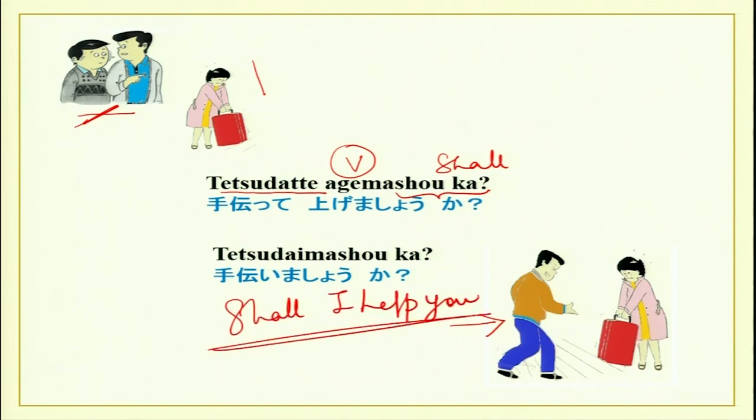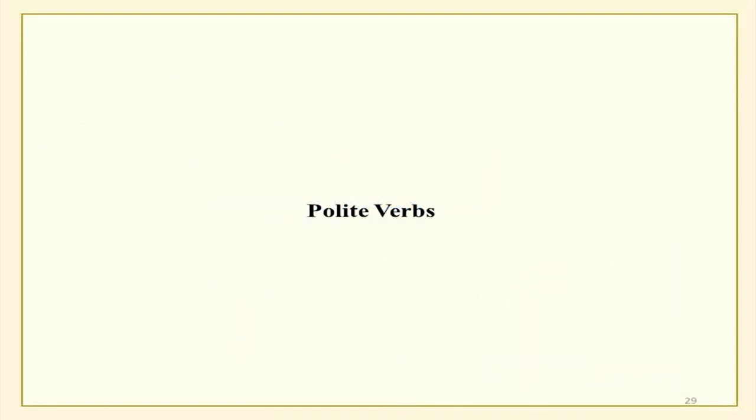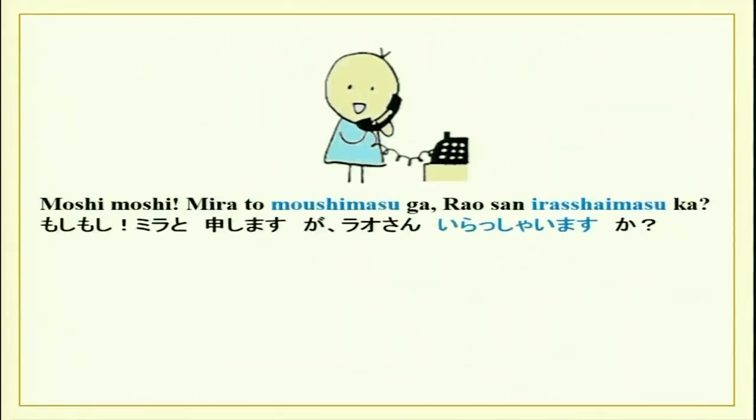Why I've put it over here is this is very common. And generally, if someone is having problem with luggage or with bags, maybe in the mall, maybe at the airport, maybe at the station, well, Tetsudaimasho ka is what you should say. So I have some polite verbs for you here which are used in daily conversation. Let us see what they are.